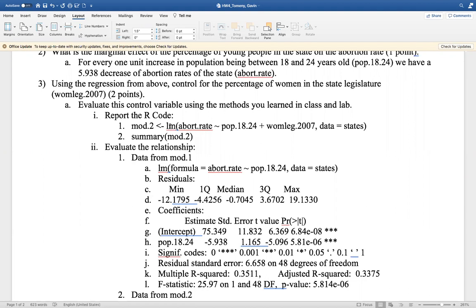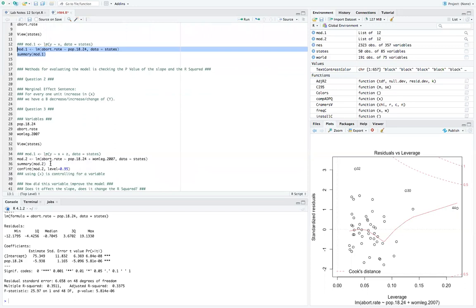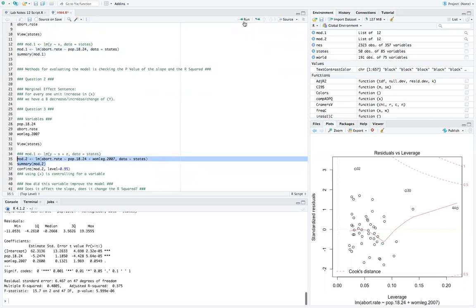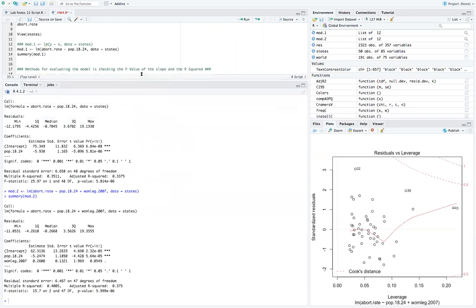And so the way that the code is written out is now we're making a mod 0.2, and it's that same LM, and it's abort rate, the squiggly line, population 18.24, but then it's plus Women Ledge 2007, and then the summary mod 2. And so when we do this, I'll do this so you can see both of them. Now you'll notice where on the first one, we just had the intercept and then pop. Now we have intercept, pop, and Women Ledge.